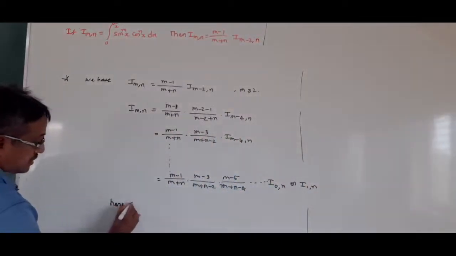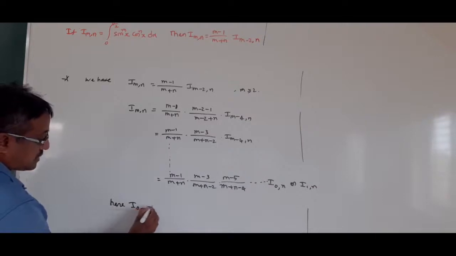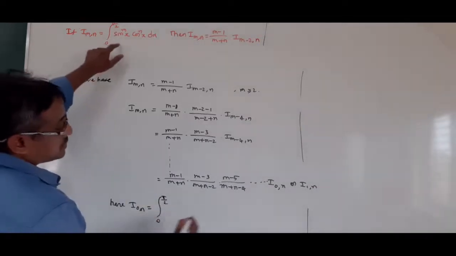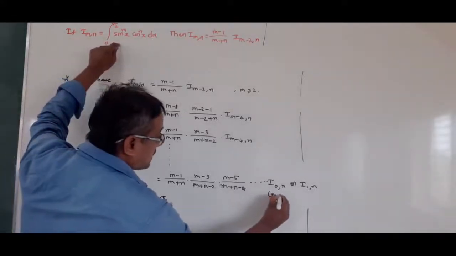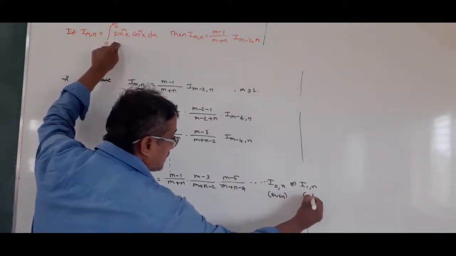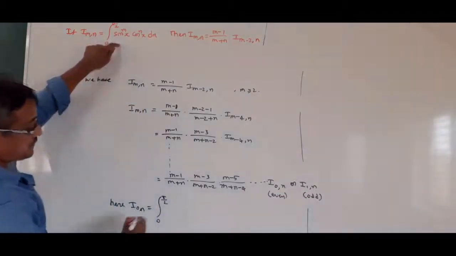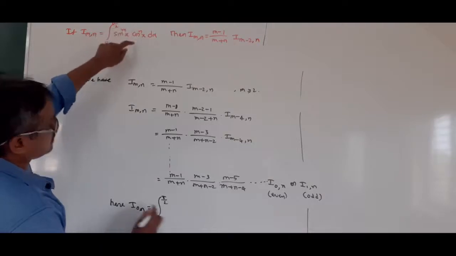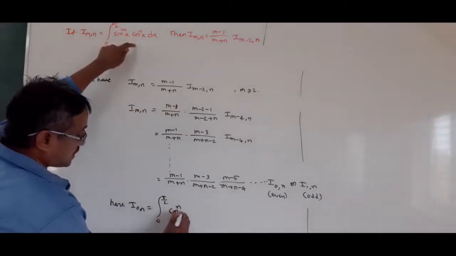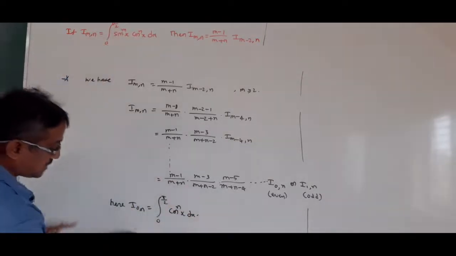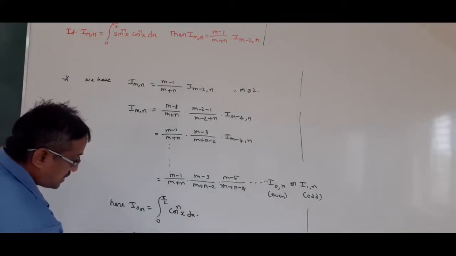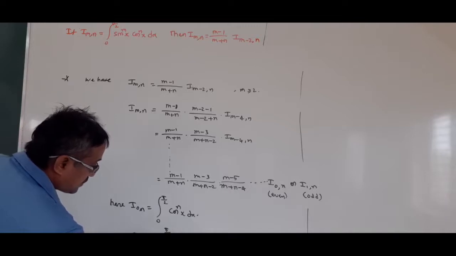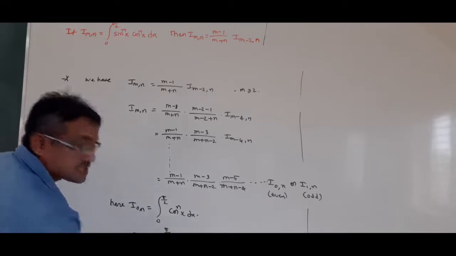Here I(0,n) is equal to the integral from 0 to pi by 2. Now I(0,n) is for m even, I(1,n) is for m odd. Integral from 0 to pi by 2, now m is 0, so sin power 0 will be 1. You will have cos power n x dx. And I(1,n) is the integral from 0 to pi by 2 of sin x into cos power n x dx.